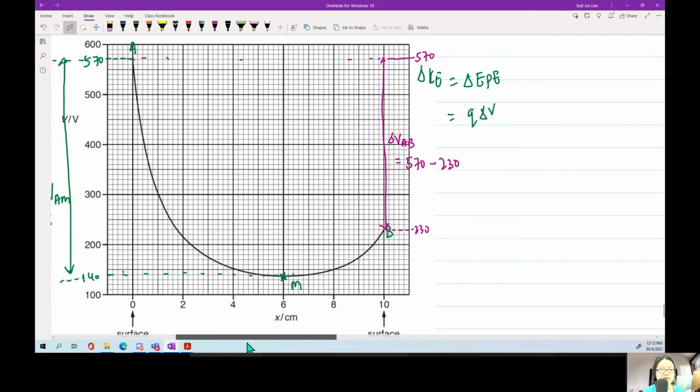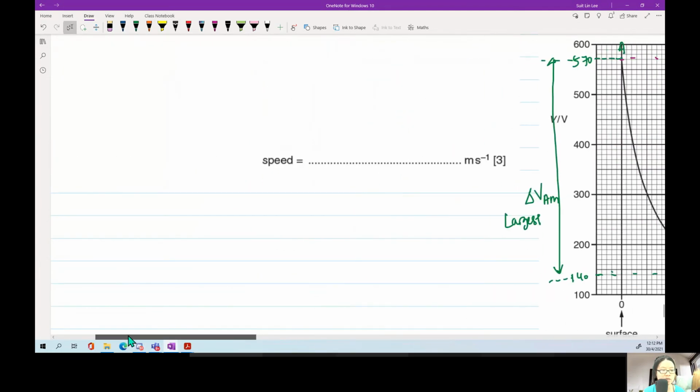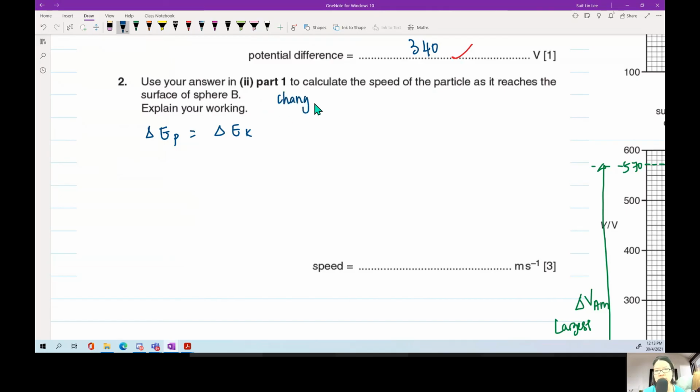Okay, so what I would say is the change in electric potential energy is equal to the change in kinetic energy. But they say explain the answer. So you write like that actually generally is good enough. But if you want to write a statement just to show that you are trying to explain, you just write change in PE is equal to change in KE.